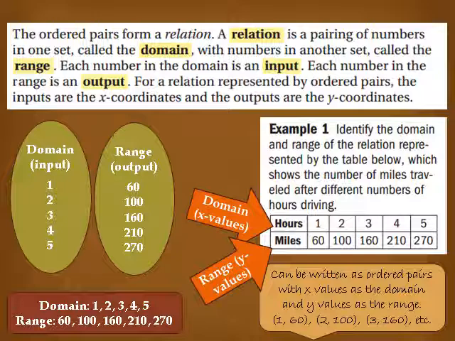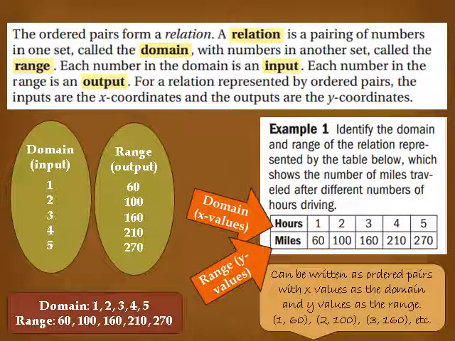If we come over here, you're welcome to read the example, but we're looking at someone driving, and so we have a table. The hours represent the domain values, or also the x, and remember that can also be the input. So we have domain, x values, and input, all referring to the same numbers. So if we're driving 1 hour, we're going to go 60 miles. So that is our range or our y values. Also remember the range and the y values are also known as the outputs.